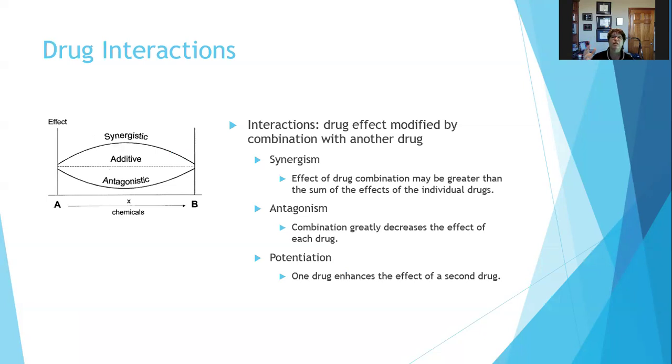Antagonism is where the combination of the drugs greatly decreases the effect of each drug. So sometimes you will say that you have an infection and you get prescribed an antibiotic, and they say that you should take it with food or you shouldn't take it with food, or don't take it with dairy products because it greatly decreases the effect of the drug, or don't take with certain other drugs.